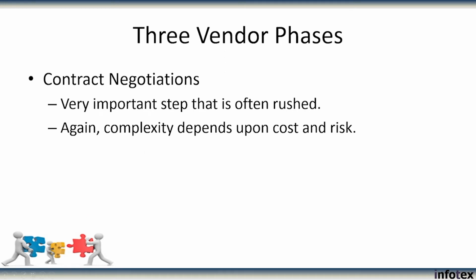Once the vendor has been selected, the contract process starts. We want to ensure the contracts outline the rights and responsibilities of all parties and are known to all parties. Contract review is one of the 5 precepts of vendor management, and we will discuss that in more detail later. And again, complexity of the process depends upon cost and risk.